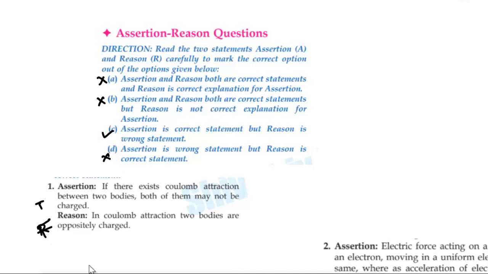So instead of that, suppose while you are finding out the answer, you are getting assertion is true, reason is true. So which options will be here? Assertion and reason both are correct statement. This can be or this can be, and these two cannot be. Assertion is correct but reason is wrong. Assertion is wrong, reason is correct. That one we cannot use because here both are true.